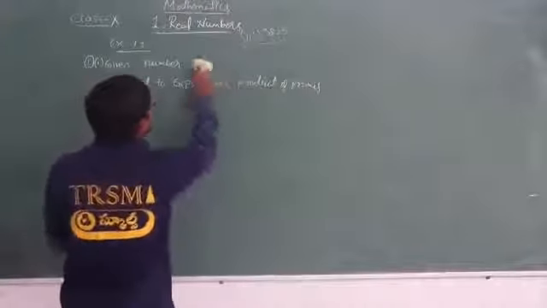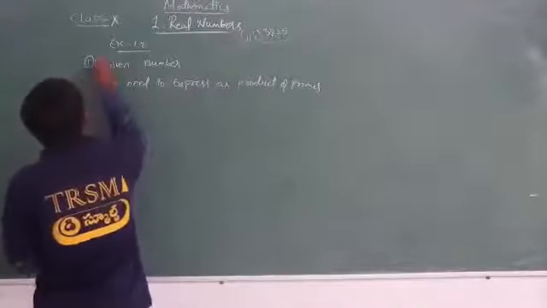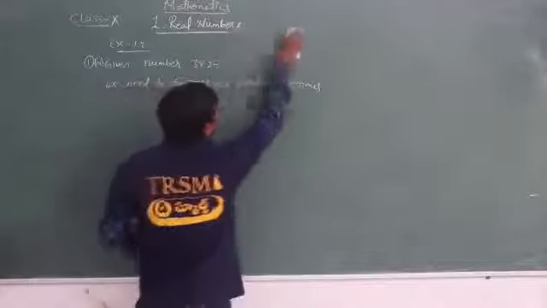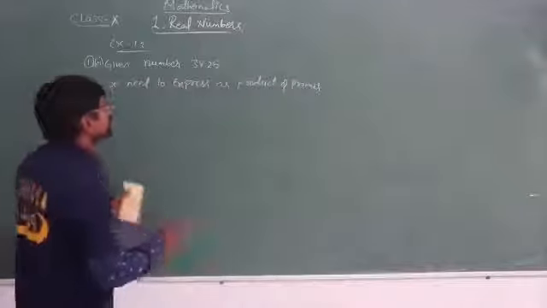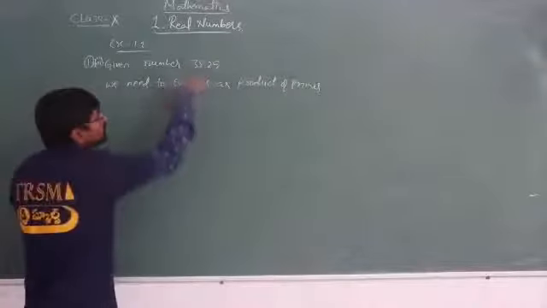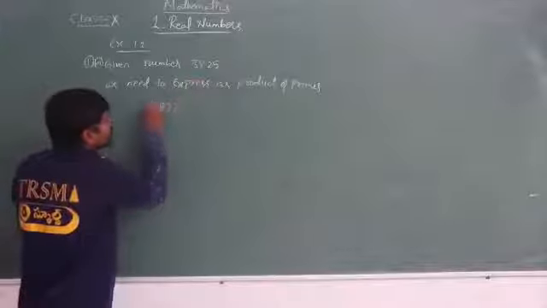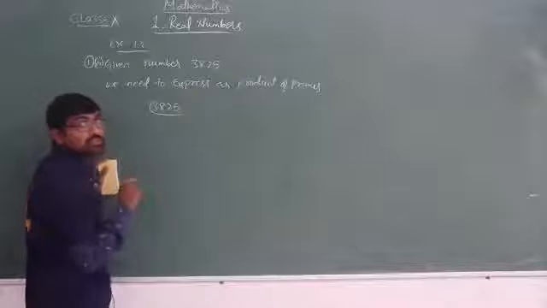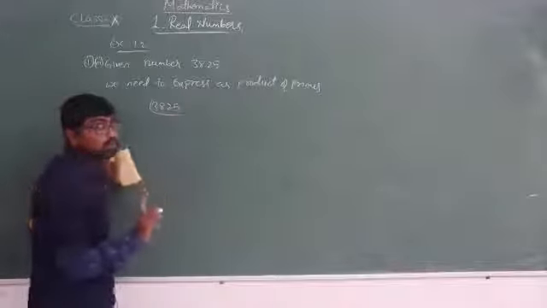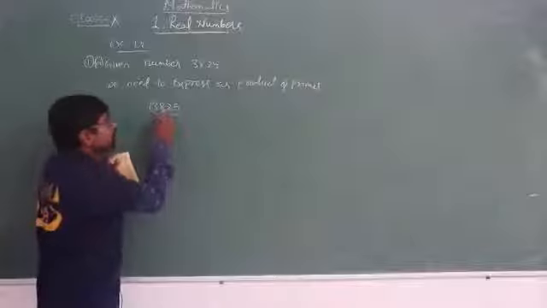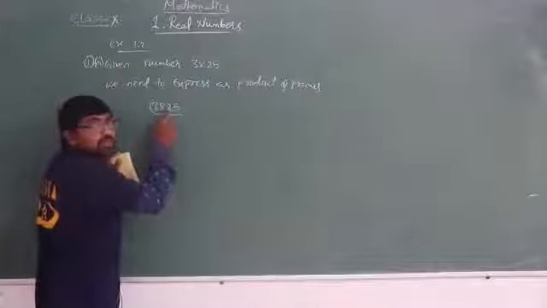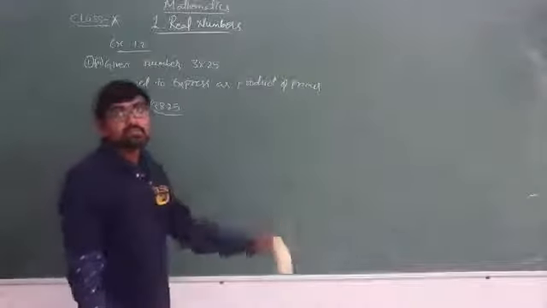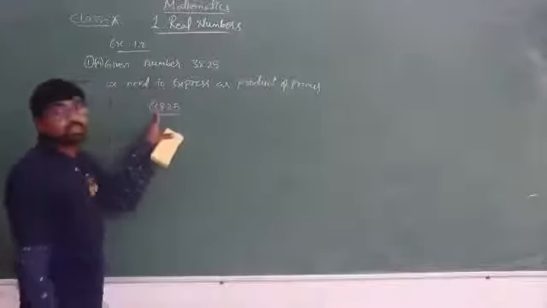What he had given, question number 3, 3825, isn't it? For this also I have to express it in the form of product of primes. For that I have to solve it by the prime factorization method. As it is ending with the digit 5, it will be divisible by 5. It is not divisible by 2. I have to check 3 first. For 3 we add the digits: 8 plus 2 is 10, 10 plus 5 is 15, 15 plus 3 is 18. So 18 is divisible by 3, and because of this the whole number is divisible by 3.